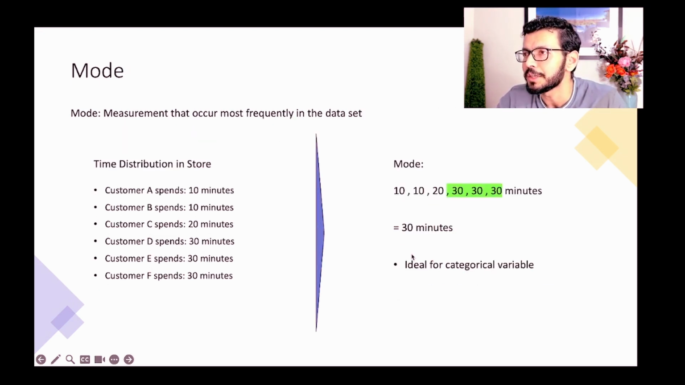The third and the last metric is mode. Mode is the measurement that occurs most frequently in the data set. So in the same example, you have customers A, B, C, and up until F who are spending different times in the store. So 10 occurs two times, 20 occurs only once, 30 occurs three different times. And that's why your mode is 30 minutes, because this is the data point that occurs the most number of times in your data set. And that's why something like mode is ideal for categorical variables. Hopefully this gives you a good understanding of mean, median, and mode.